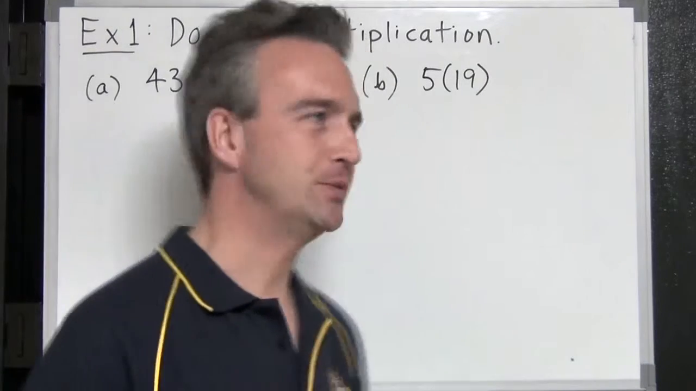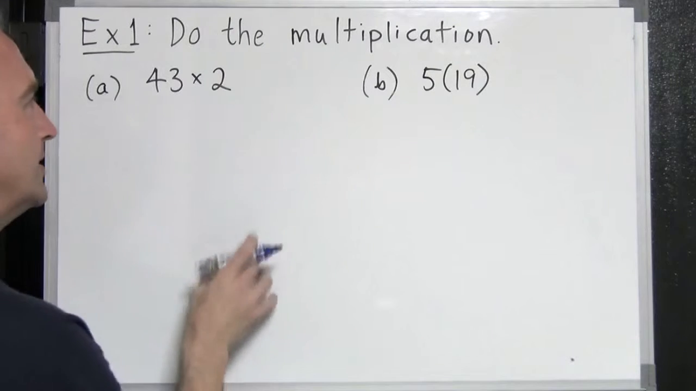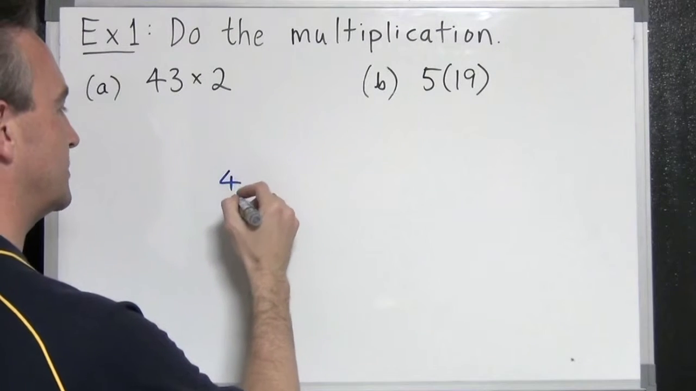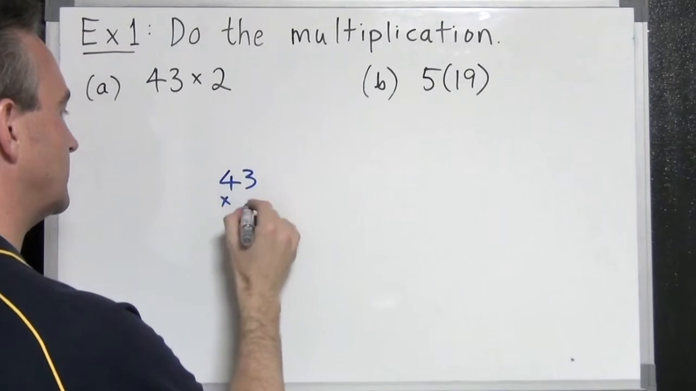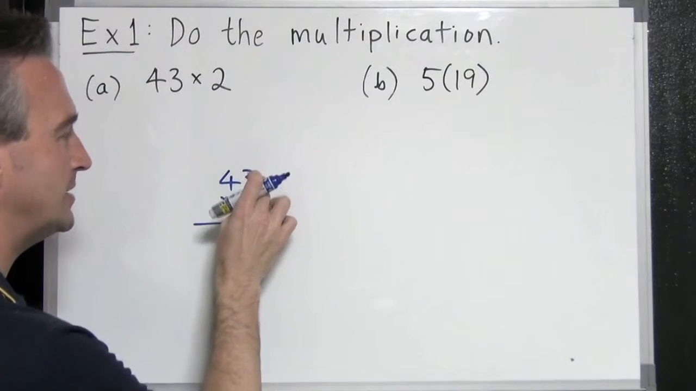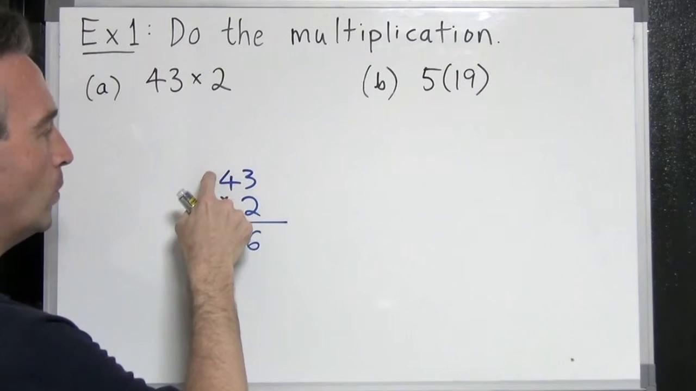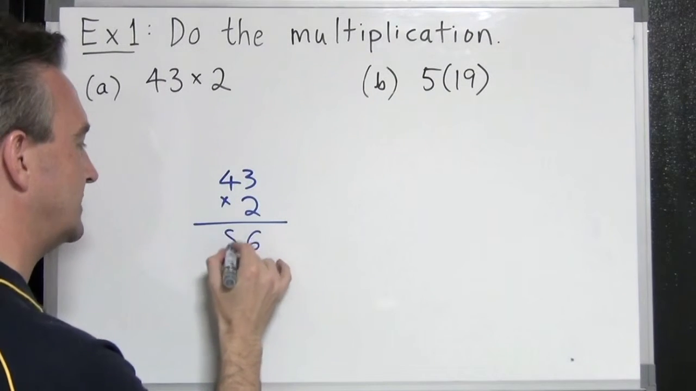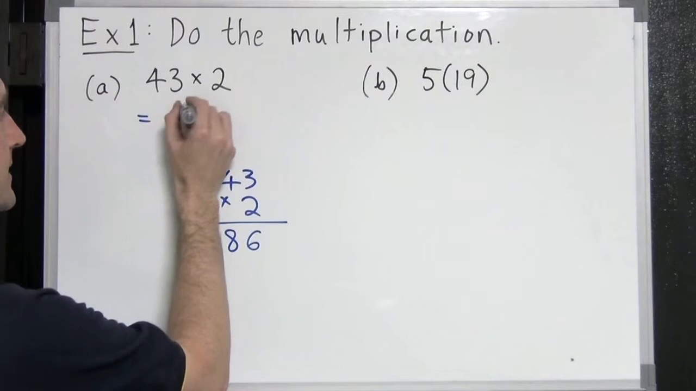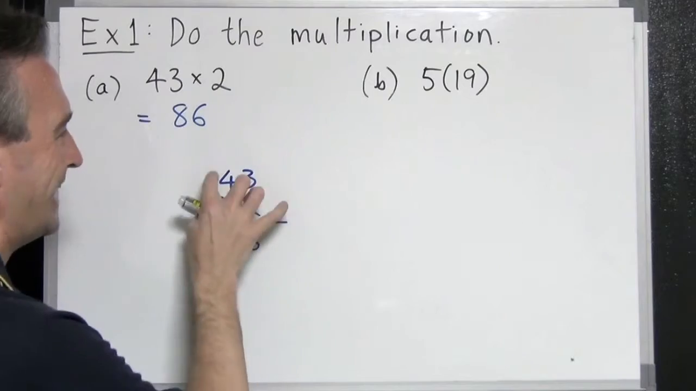Example time, straight into it. First one, 43 times 2. So we're going to write them vertically again, like we did with addition and subtraction. 43 times 2. And what we do is we multiply vertically. We do 3 times 2 is 6. Then what we do is 4 times 2, which is 8, giving an answer of 86. So the 2 gets multiplied to the 3 and the 4. When you multiply two numbers, you are finding their product.